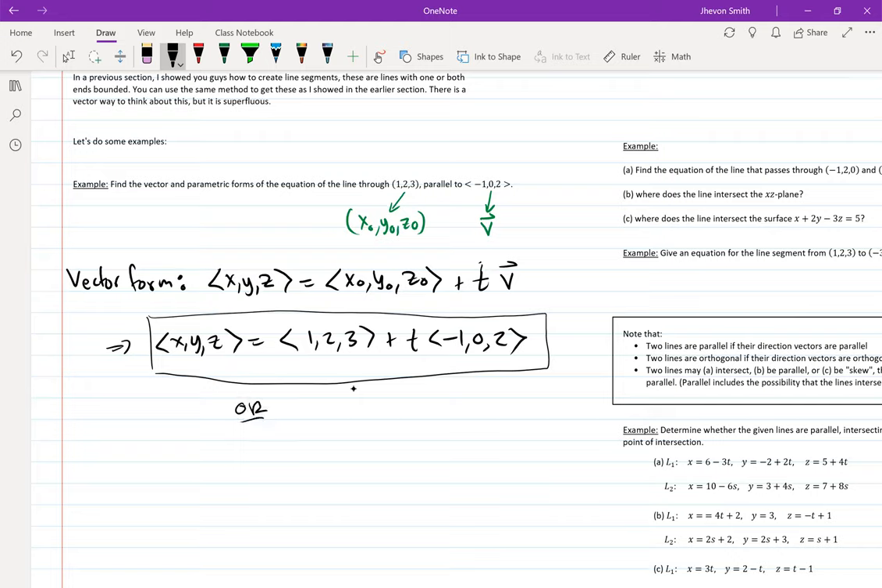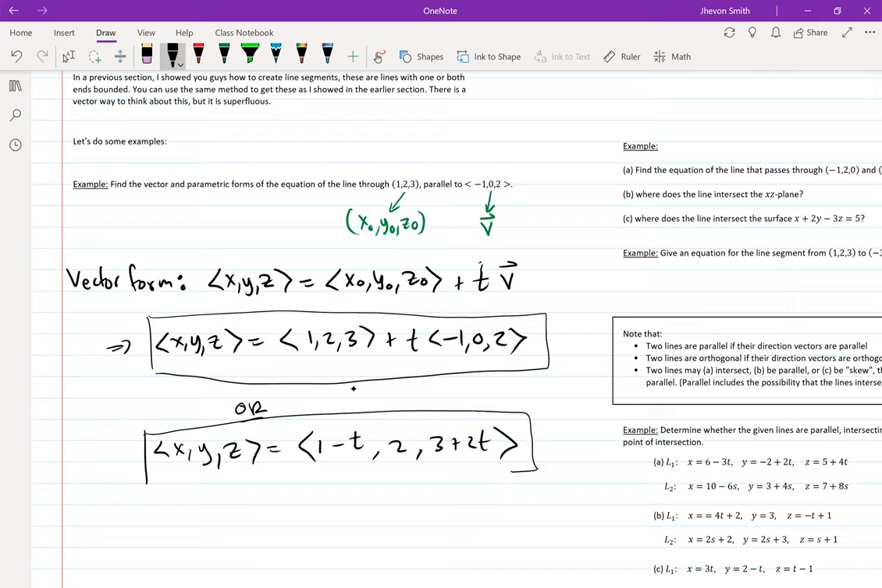Or you can combine it into one big vector if you want: (x, y, z) equals (1 minus t, 2, 3 plus 2t). Of course, you can realize that the equation of a line is just a vector where each coordinate behaves like y equals mx plus b. It has a linear expression in each coordinate, but it has multiple coordinates. t is the so-called parameter. t is just the thing that you're tracking, like the new input.